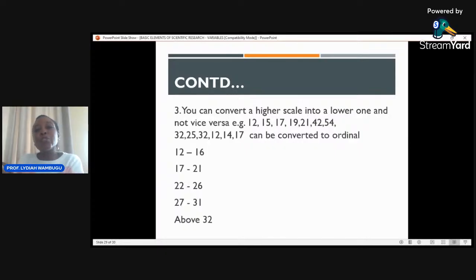If I want to use the statistical tools for correlation, here, I can only use Spearman. Here, I can only use Pearson. Here, I can only use Pearson. Here, I will only use Spearman.